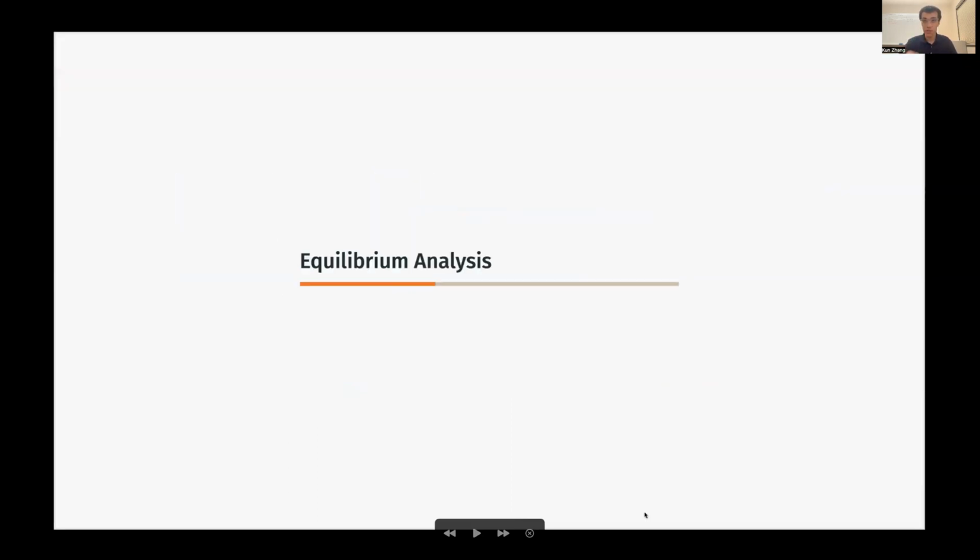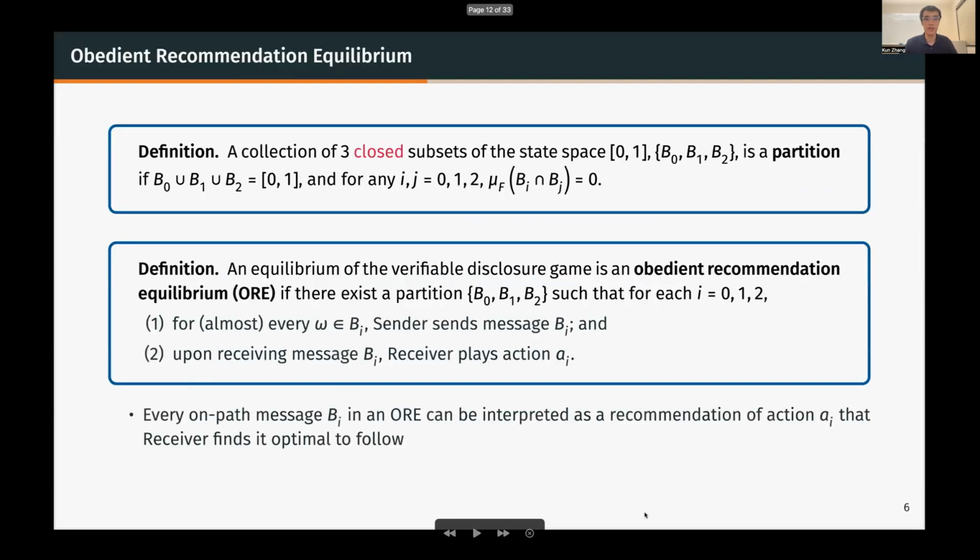To present the main results, I need to introduce some definitions first. I call a collection of 3 closed subsets of the state space, B0, B1, and B2, a partition if their union is the entire state space and the intersection of any 2 of those has measure 0.